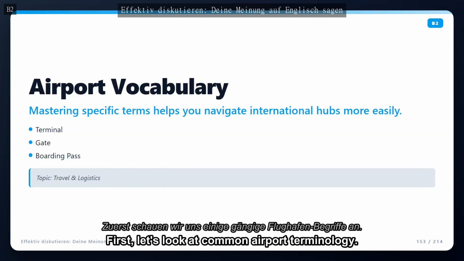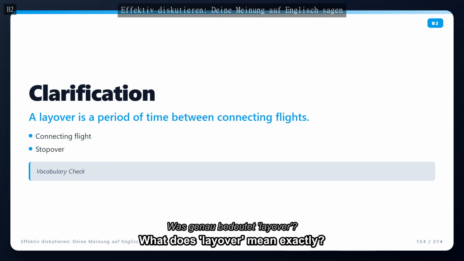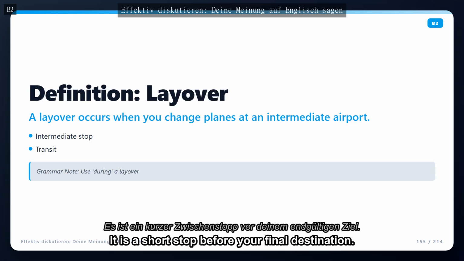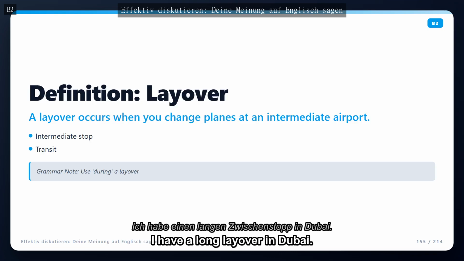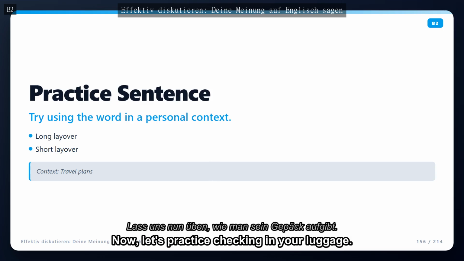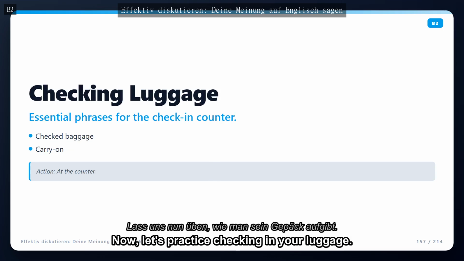First, let's look at common airport terminology. What does a layover mean exactly? It is a short stop before your final destination. I have a long layover in Dubai. Now, let's practice checking in your luggage.